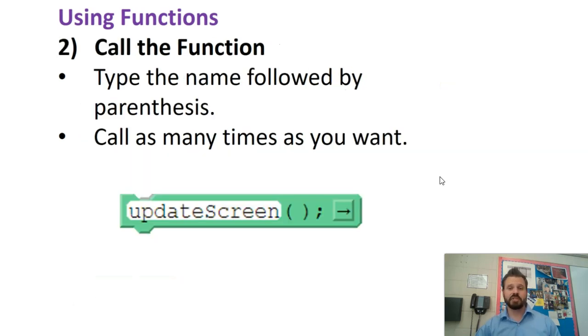Step two then is going to be to actually call the function. So we'll just type out the name of the function followed by the parentheses. And again, the idea is I can call this function as many times as I want, and with a single line of code here, I'm going to get all those different commands I had within that function definition.